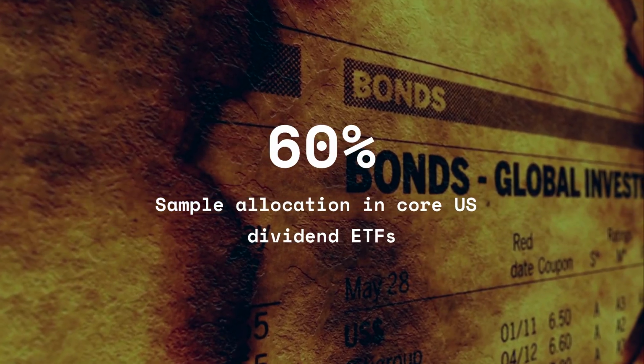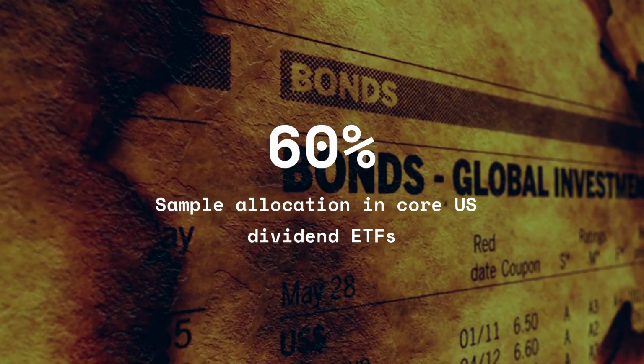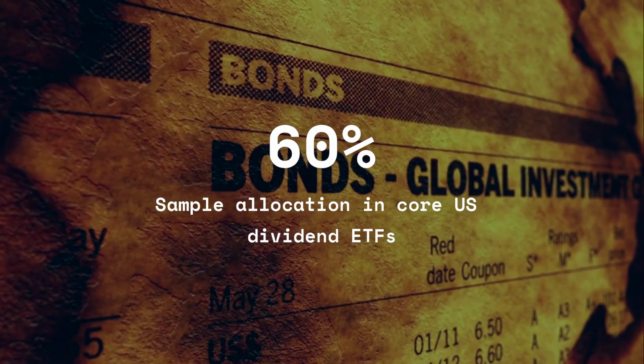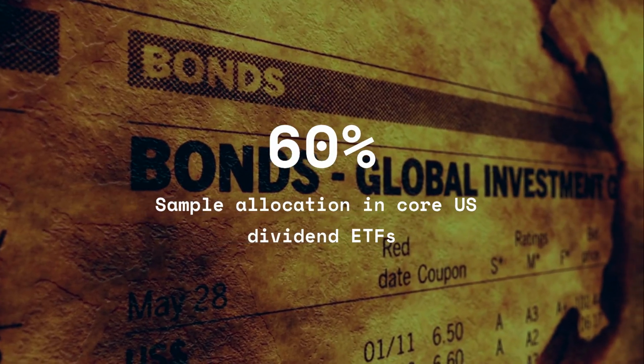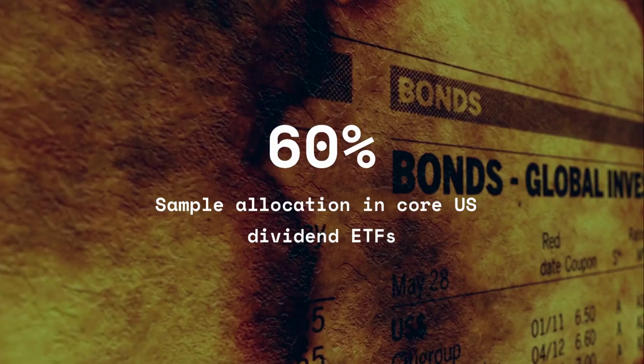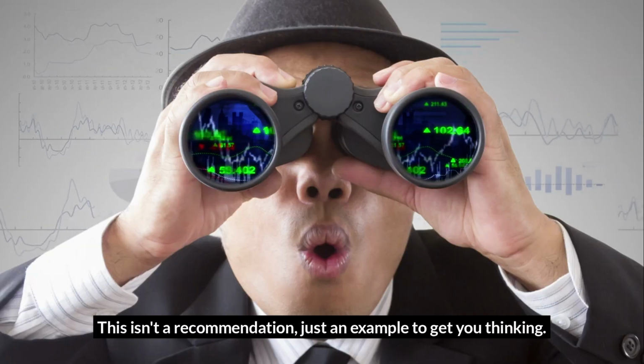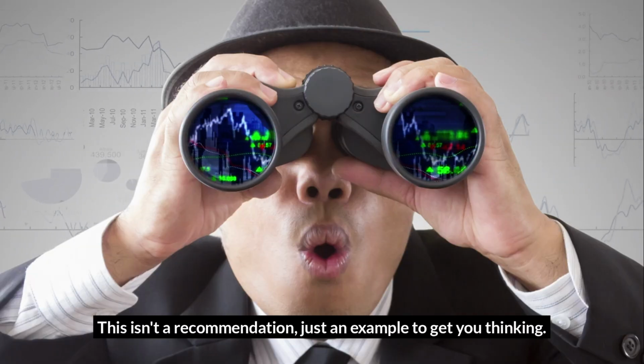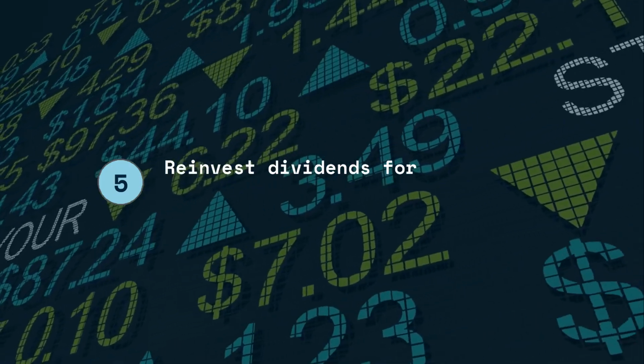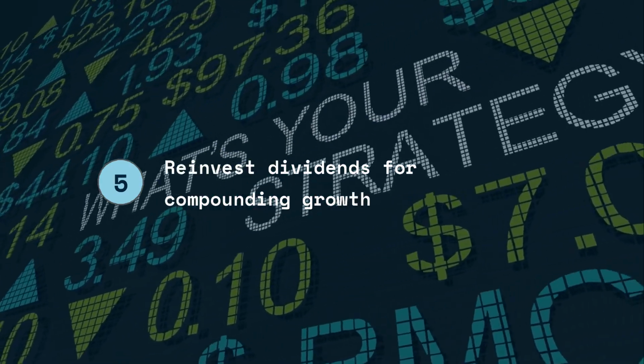60% in a core U.S. dividend ETF, such as VIG or SCHD, 20% in a high-yield U.S. dividend ETF like VYM, 20% in an international dividend ETF like VYMI. This isn't a recommendation, just an example to get you thinking. Your mix should reflect your own needs and preferences.